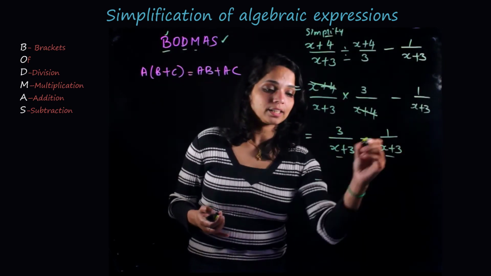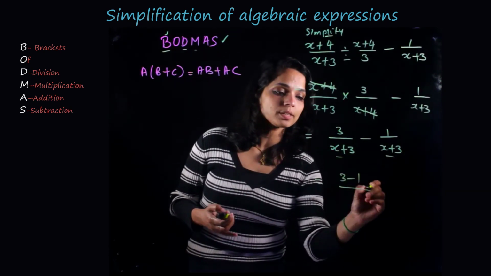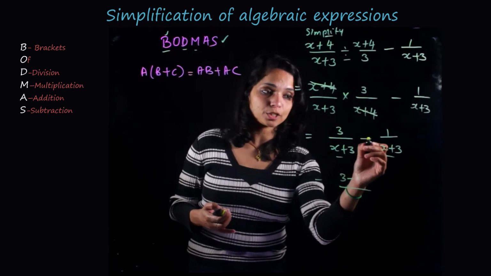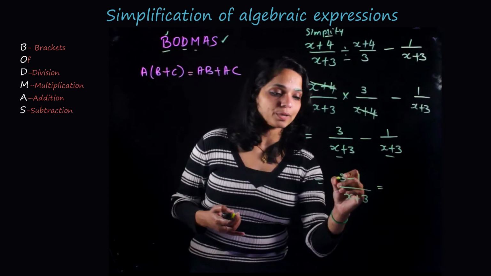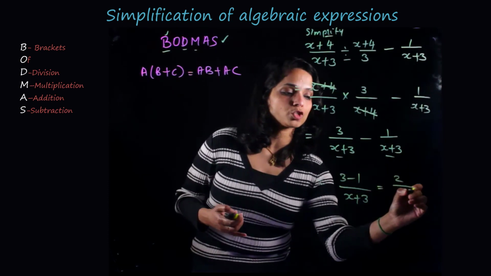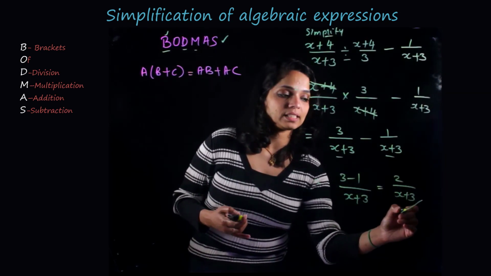Just subtract the numerators, 3 minus 1. Whatever the operation symbol is in here, you need to keep that, and keep the denominator the same. So the operation 3 minus 1 is 2. 2 on (x plus 3) is the final answer.